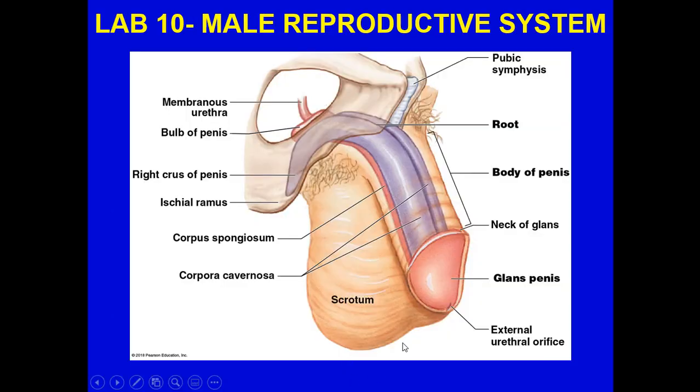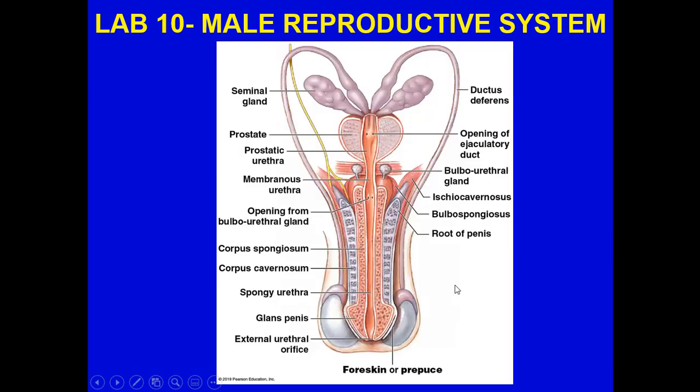Now, you can see here's where the glans would be. The neck of the glans is right here. You have the body of the penis, and then, of course, you've got the root here. Now, if you notice up here, you have basically the two corpus cavernosa. Underneath it, and we'll go through a side view in a second, the corpus spongiosum, okay? And then, of course, you've got the external urethral orifice right there, okay?